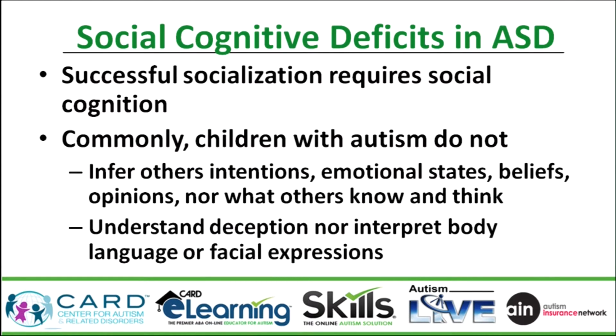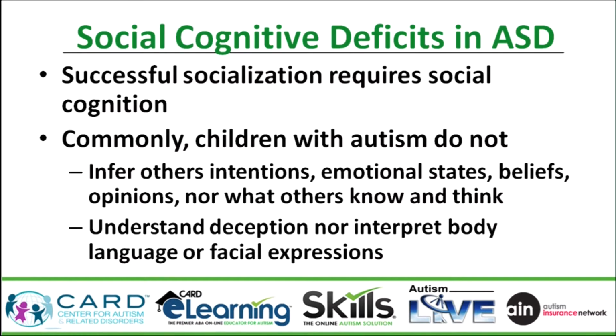But I'm going to now turn to another area. This is kind of the bigger piece of this whole entire presentation today that I want to discuss with you, which is social cognitive deficits in autism. And in general, successful socialization requires social cognition.